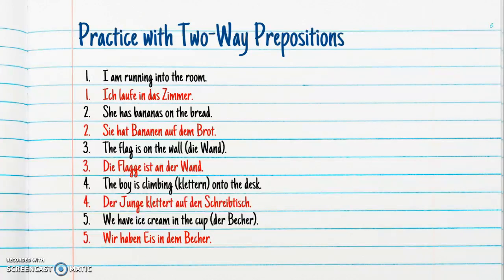Number five, we have wir haben Eis in dem Becher. And this time we're using the dative case because the ice cream is just in the cup. It's not going into the cup. We're not putting it into the cup. It's just position. So it's dative. And that's wir haben Eis in dem Becher.